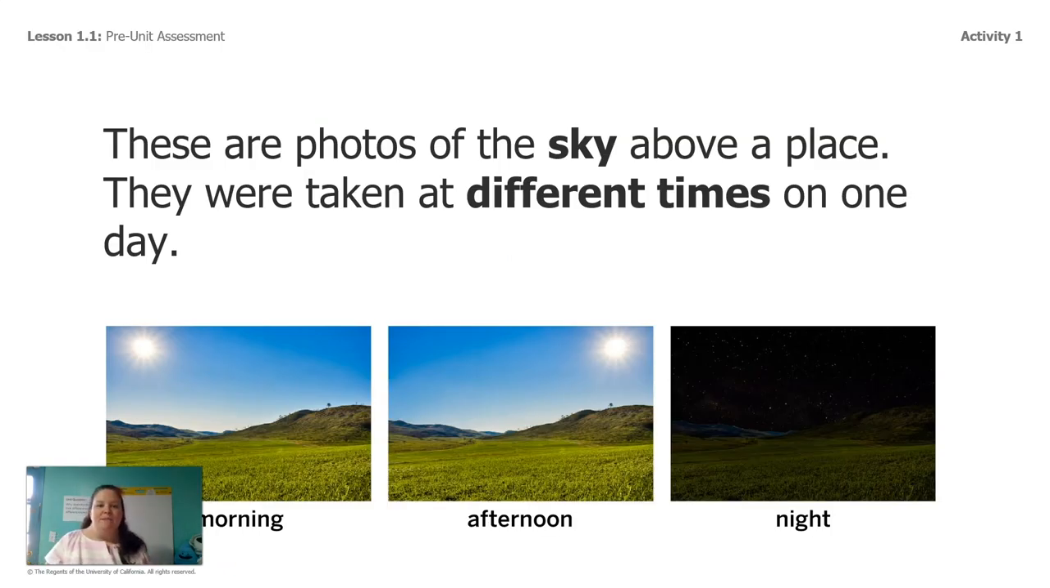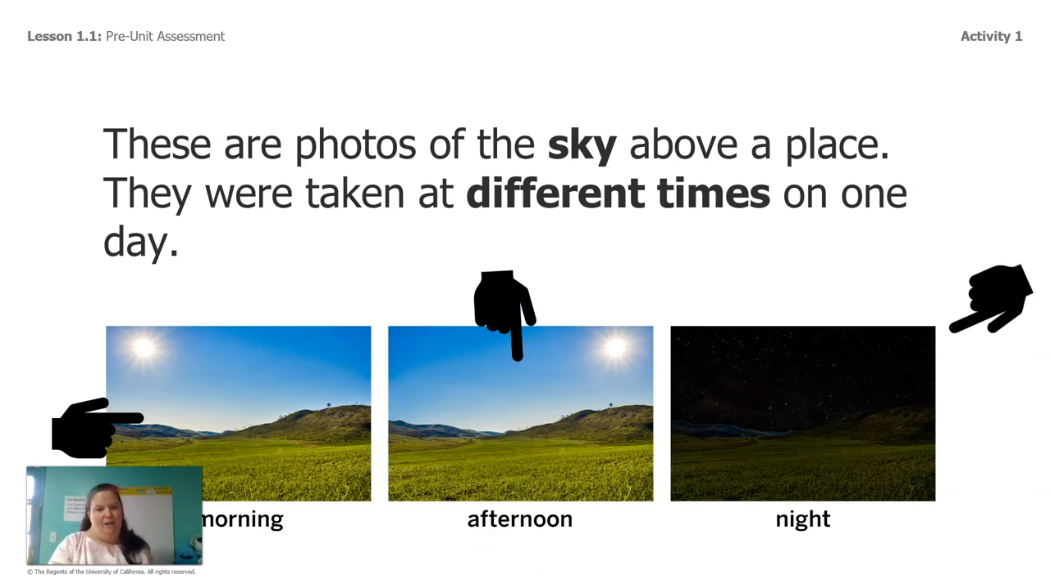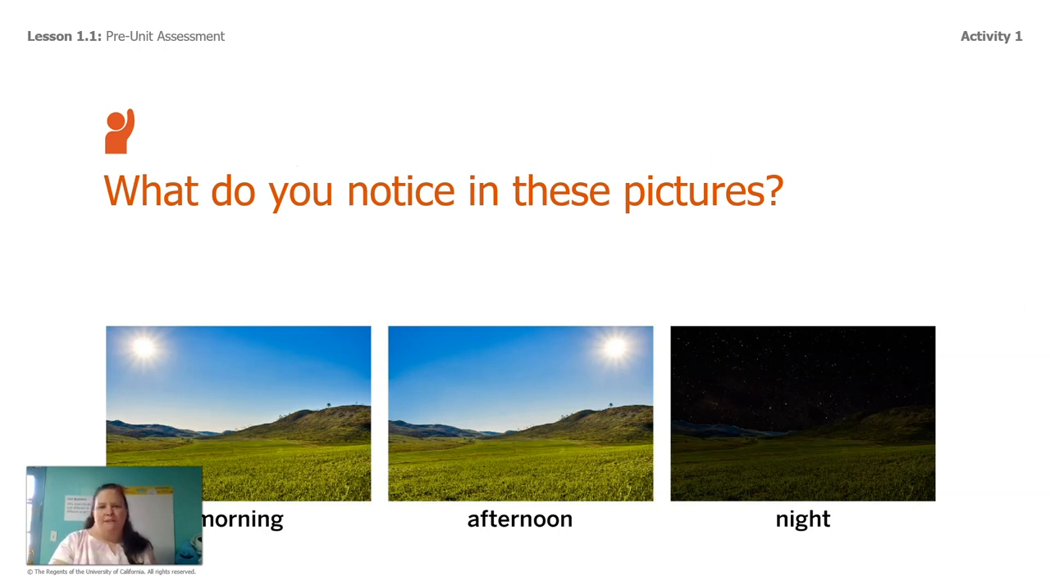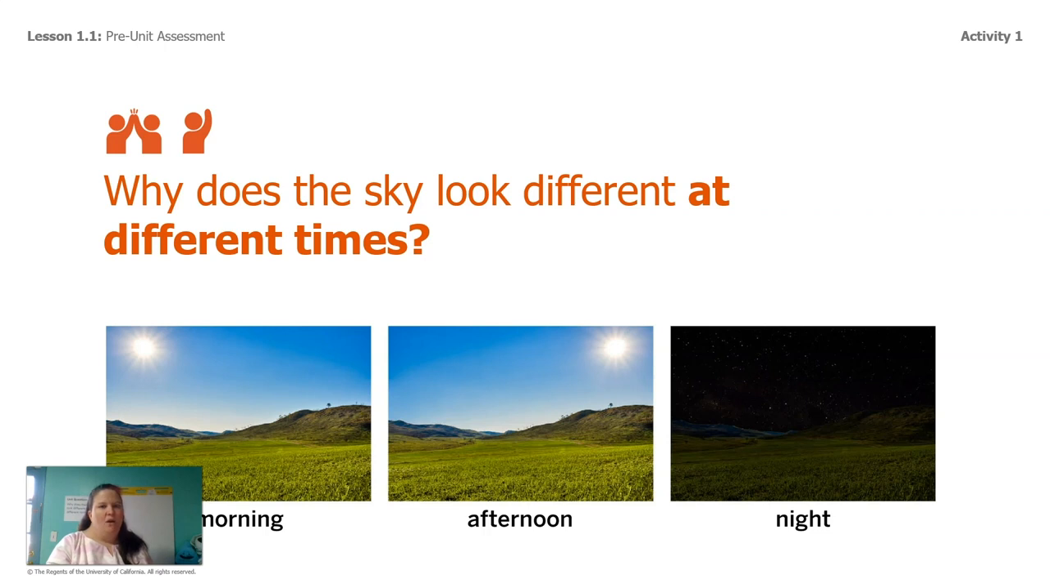All right, so let's use those same skills with these three pictures. These are three photos of the sky above the same place, but they're different times in one day. So we have the morning picture, the afternoon, and the night, okay? So what do you notice in these pictures? That's the what. So just look and see what is different in these pictures, maybe. What's the same? Can you tell me what you notice in these pictures? Okay, next is, why do you think the sky looks different at different times? Why do you think the sky looks different in the morning, the afternoon, and night? Do you guys have any ideas?